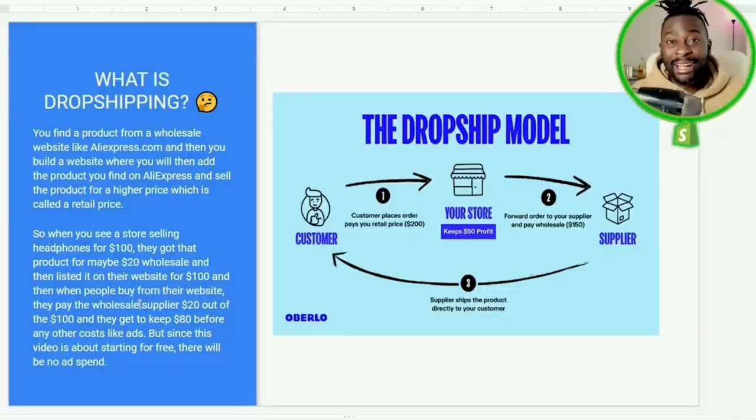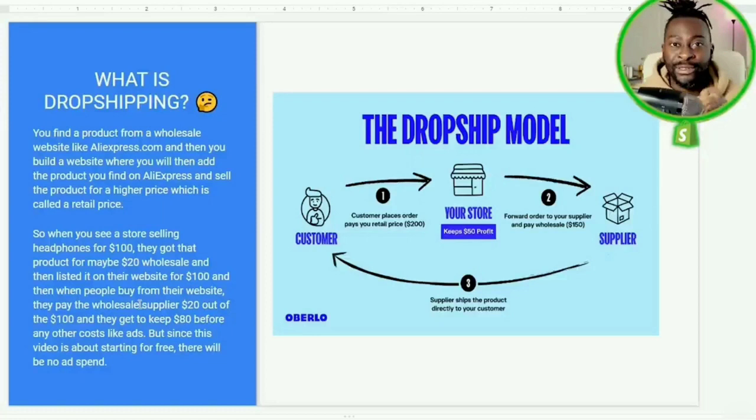Okay, so that $80 that you will make from selling the headphones after you pay the supplier the $20, you'll be able to keep, after processing fees and credit card fees and stuff like that, let's just say $60. You know what I mean?